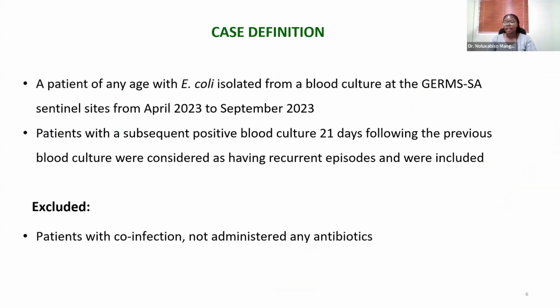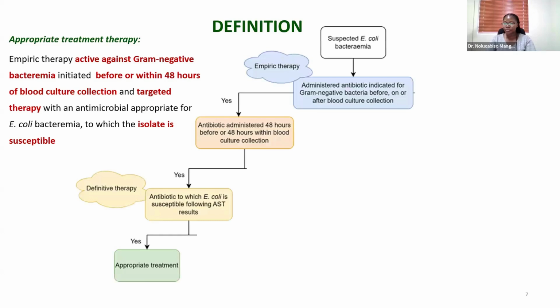A case was defined as a patient of any age with E. coli isolated from blood culture at the GERMS Sentinel surveillance site between April and September 2023. And again, a patient with a subsequent positive culture 21 days following the previous blood culture was considered to have a recurrent episode and was included. We excluded patients with co-infections and those who were not administered any antibiotics.